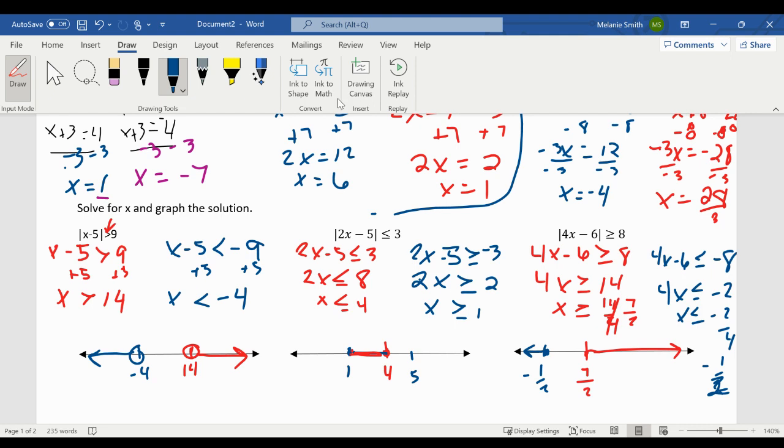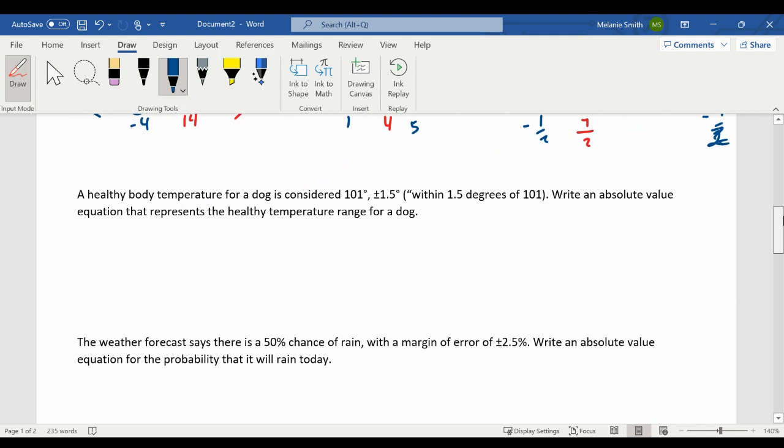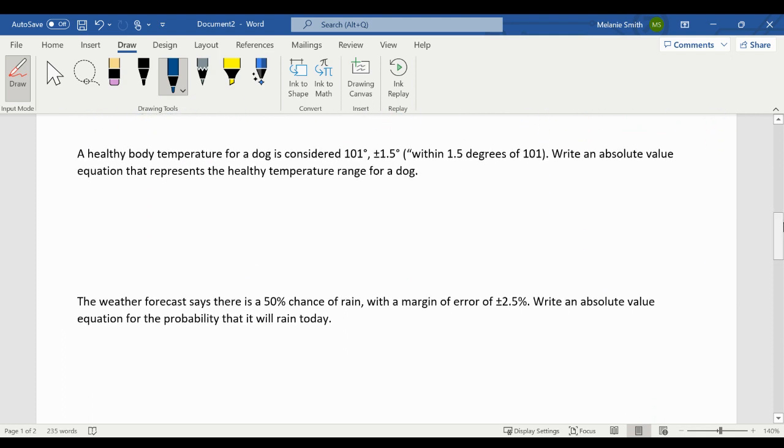All right. So now let's look at a couple of word problems real quick. Okay. A healthy body temperature for a dog is considered 101 degrees plus or minus 1.5 degrees. So in other words, within 1.5 degrees of 101. Write an absolute value equation that represents the healthy temperature range for a dog.